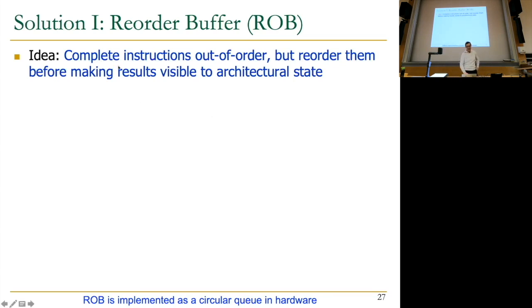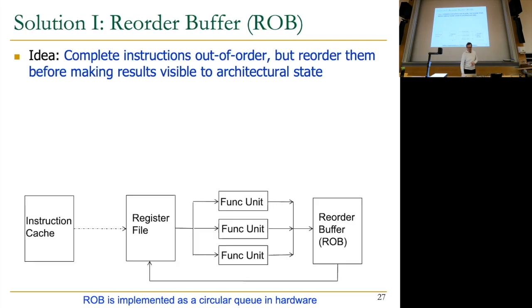The idea is basically complete instructions out of order, but reorder them before making the results visible to the architectural state. In other words, update the architectural state in order, but store the results of these instructions somewhere microarchitecturally. And this place is going to be called a reorder buffer. Does that make sense? We still update the architectural state in order, in the program order, but the instructions will write their results out of program order and the machine will keep executing. That sounds good. So basically, we're going to introduce this thing called a reorder buffer.